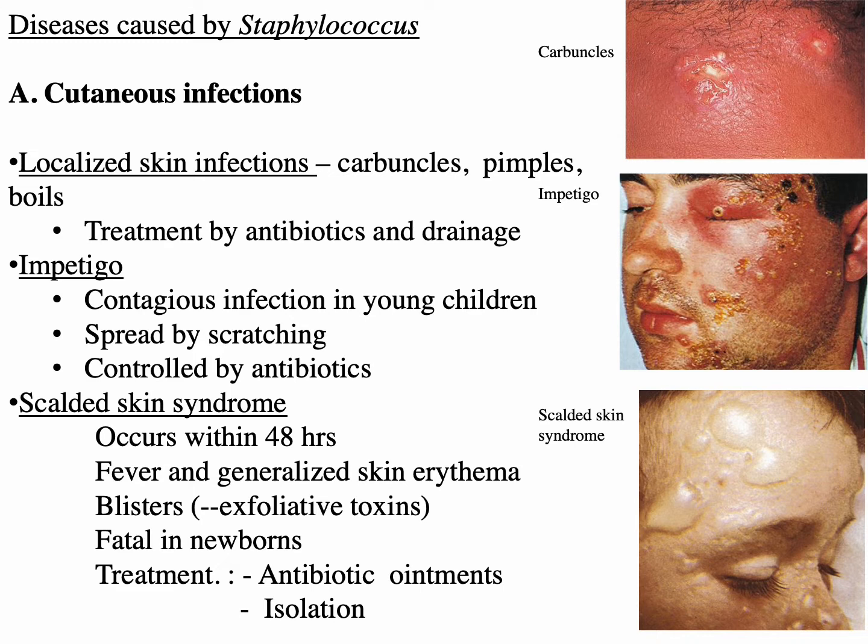Then you have impetigo. This is a contagious infection, particularly in young children. It's spread by scratching, since it's kind of itchy. You scratch and you touch another surface, and then you spread that infection to that surface, or touch another person or another child, and you spread it to that child. Again, this is controlled and can be treated easily by antibiotics.